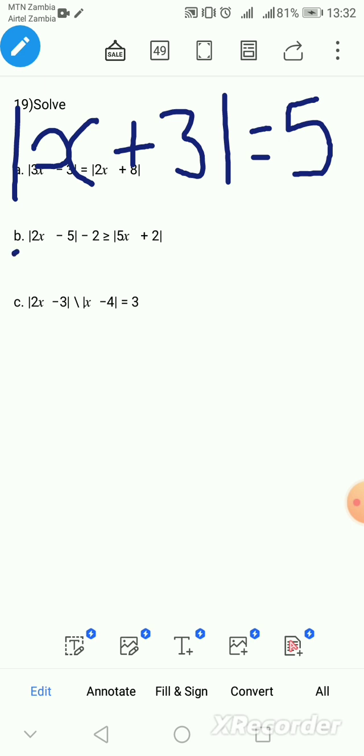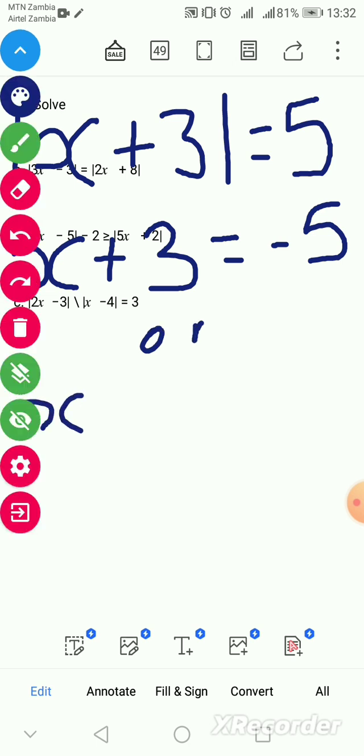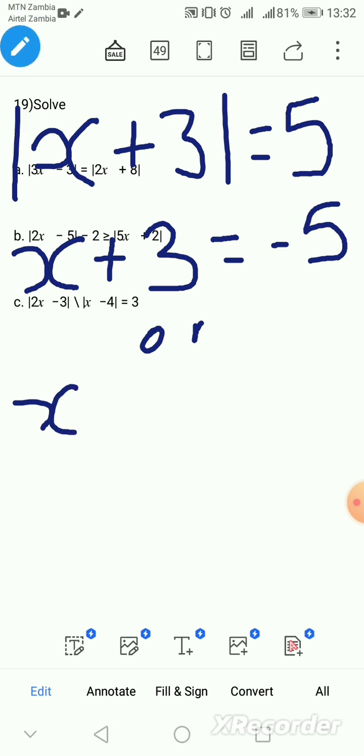In this case, the way you tackle this equation is you remove the modulus so that you just remain with x plus 3. When we remove the modulus, the outcome can be negative or positive. So when we have modulus of x plus 3 is equal to 5, it means x plus 3 is equal to -5, or x plus 3 is equal to +5.